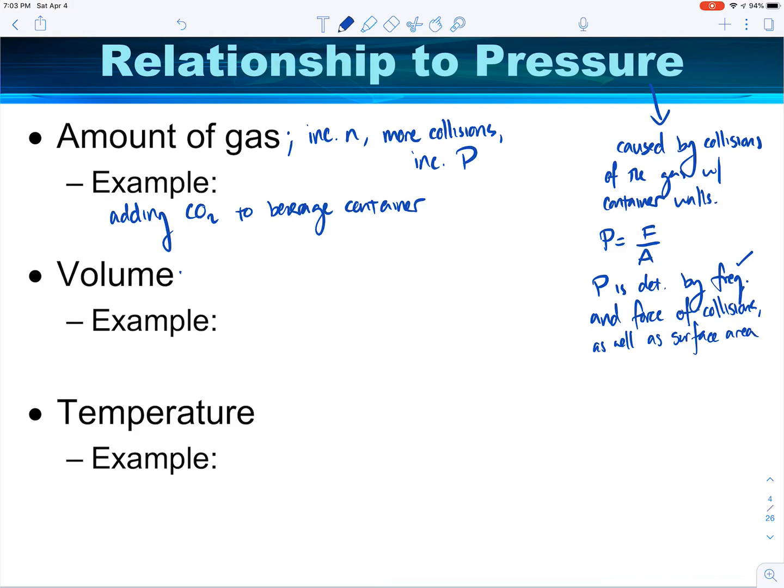Okay, volume. What happens if you have a container whose volume you can change? For example, a syringe. So imagine that you have a syringe and it's closed and it's just sitting there, and then you increase the volume. So you pull the back of the syringe out. How does that change the pressure inside?